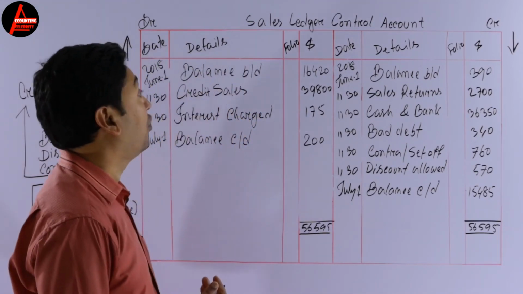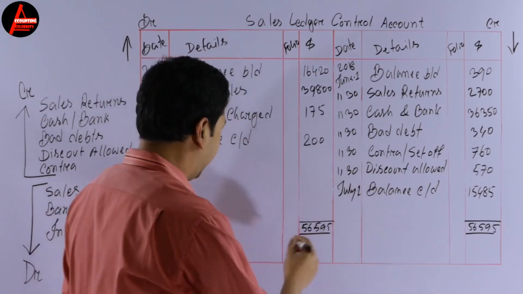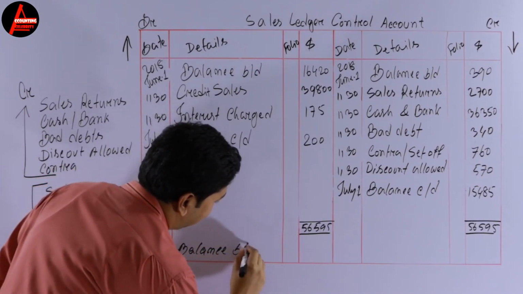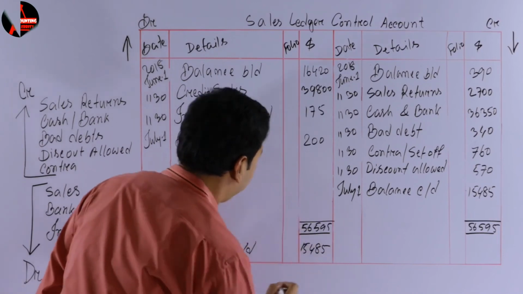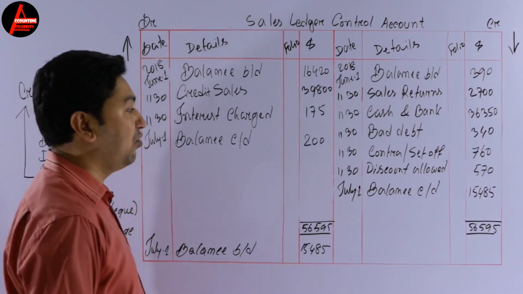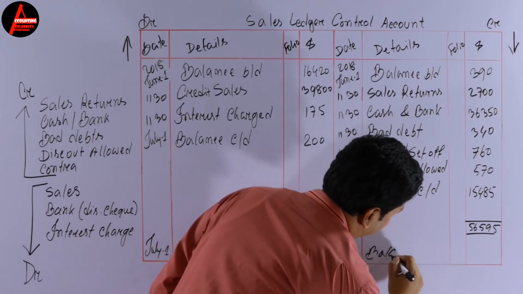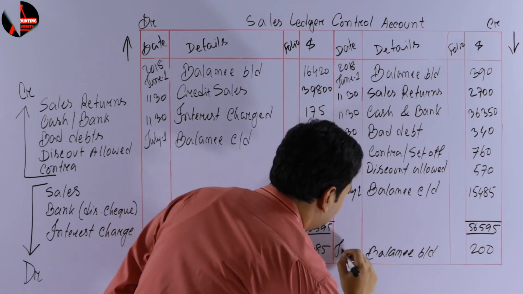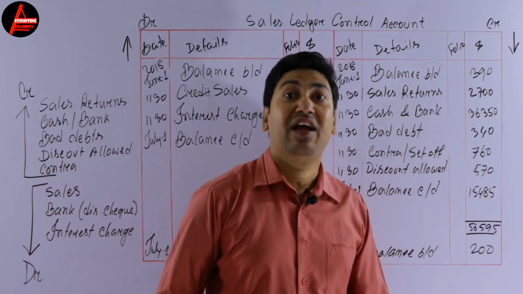Okay, so this is not done yet. You need to write something more. So this balance CD you need to bring down. Okay, so this balance CD will be here balance BD. So let us write here balance BD 15,485 and date is July 1, and this balance CD will be here balance BD. Okay, so right here balance BD $200 and date will be here July first.